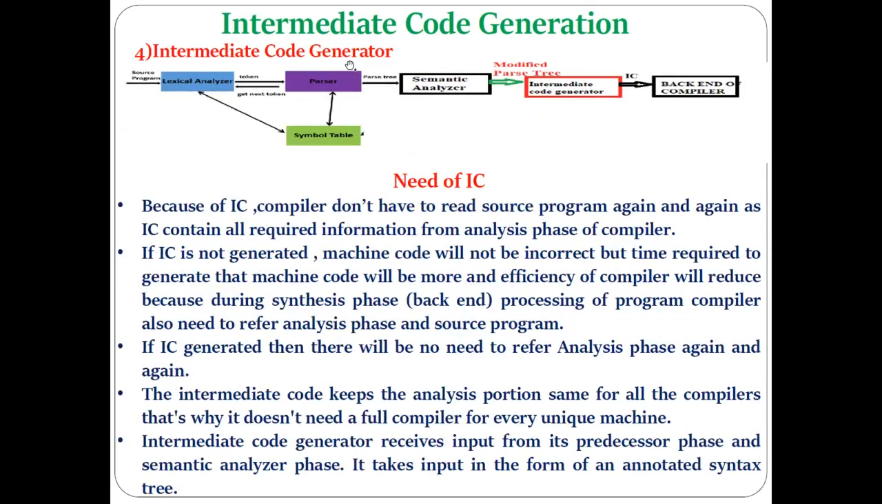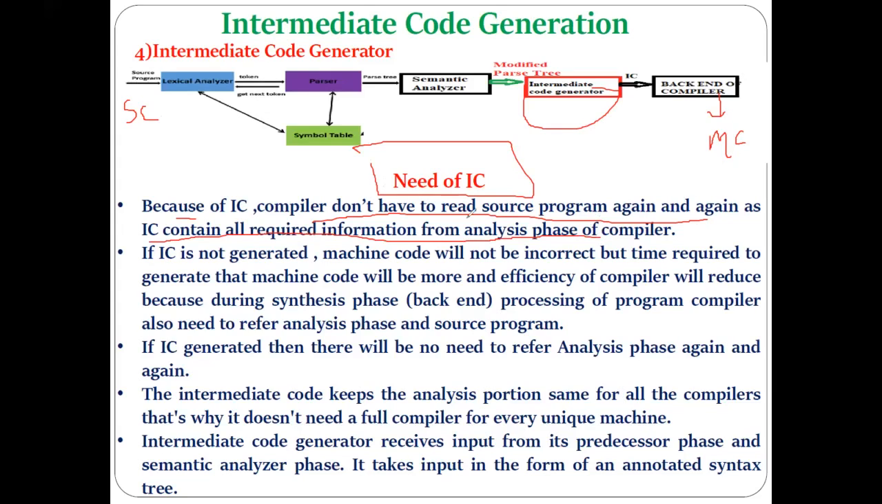That point we are going to discuss here as the need for intermediate code. So here in the backend we will get the machine code. This is your source code. Now what will happen if the intermediate code does not get generated? Understood? Because of the intermediate code, as I have mentioned here, the compiler doesn't have to read the source program again and again, as the intermediate code contains all the required information from the analysis phase of the compiler.